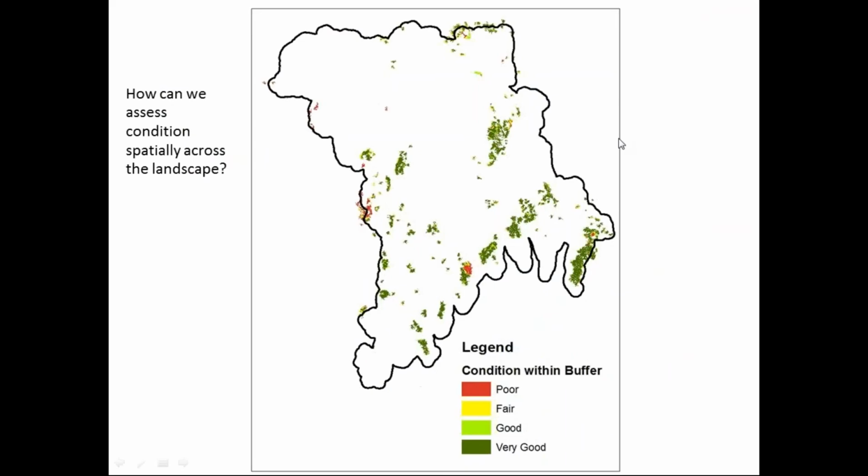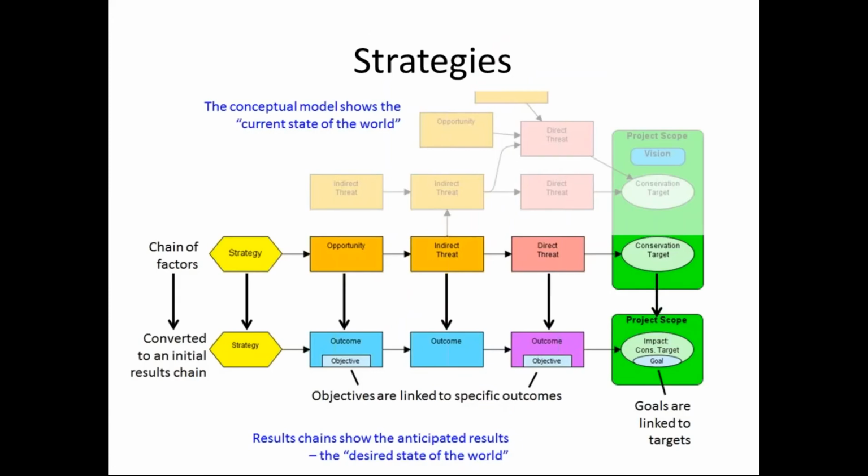Another thing we want to vet with you: does this make sense? Are there other ways that we can assess the condition of aspen and all these other targets? This isn't just about aspen, it's about all the conservation targets across the area. The final thing that we want to get from you is some thinking about strategies: what works in that theory of change and conceptual diagram of how different strategies might work across the landscape.